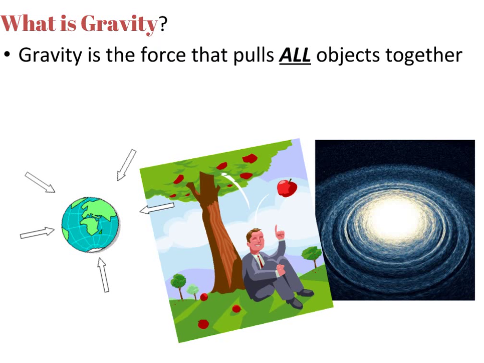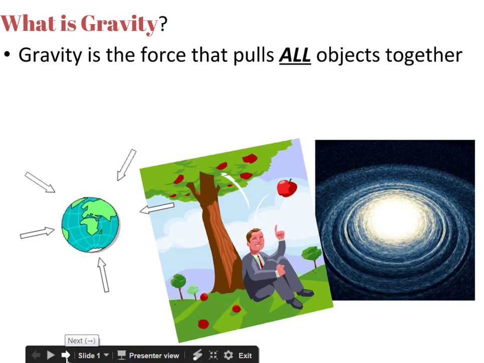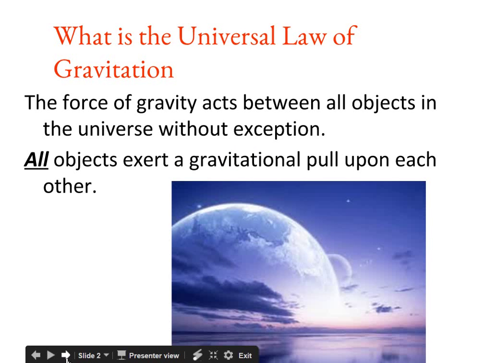Our Earth is very, very massive and has a lot of gravitational pull. And we call that, again, 1G, that we're always under all the time, one gravitational pull towards Earth. All right, so what is the universal law of gravitation?